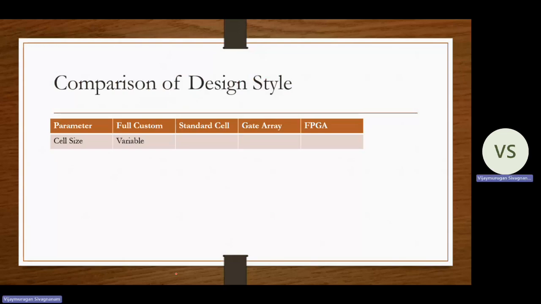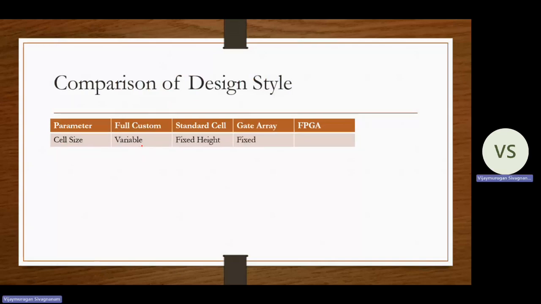So comparison of design style. Already I told, here I am taking four design styles: full custom, standard cell, gate array, and FPGA. So first I am taking the parameter cell size. So common parameter is cell size. The full custom cell size is variable. Then standard cell, here I am using the fixed height of cell. Then come to gate array. So gate array, here also I am using fixed cell size. Then come to FPGA. So FPGA also cell size is fixed.